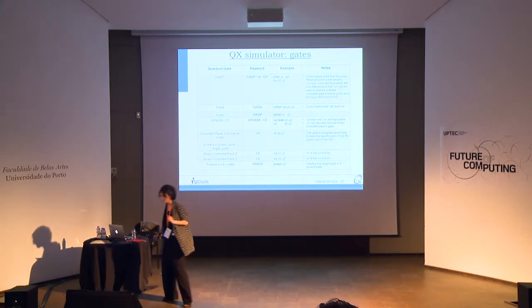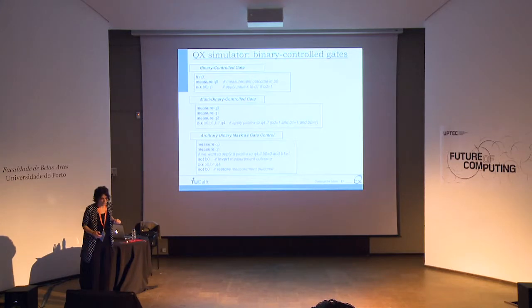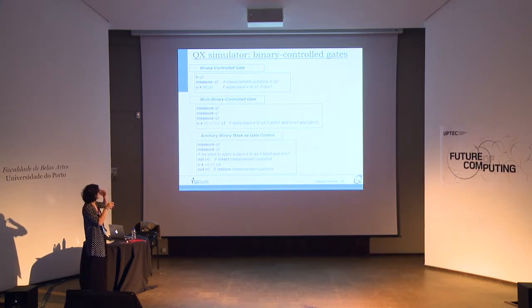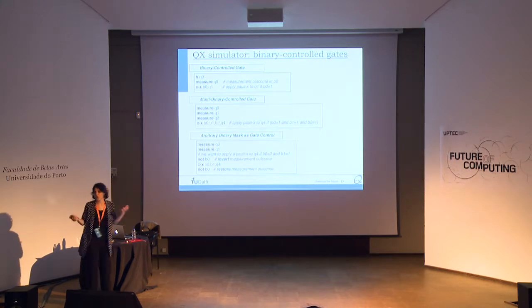That makes it easier. So as I mentioned, we have binary control gates. For example, I apply a Hadamard on Q0, I measure it, and the measurement result is stored in the variable B0, and then I apply a controlled X on B0 and another qubit, Q1.